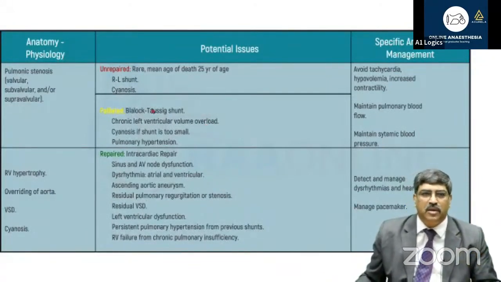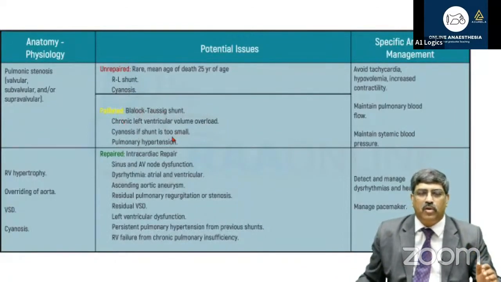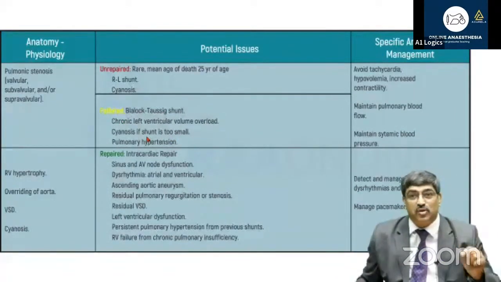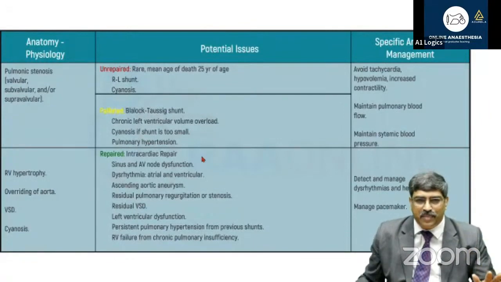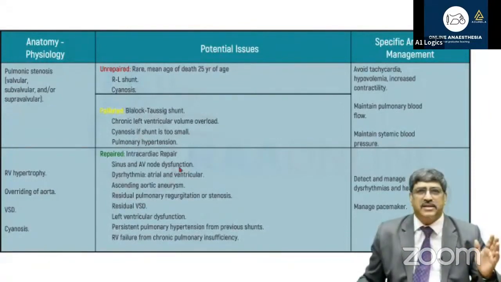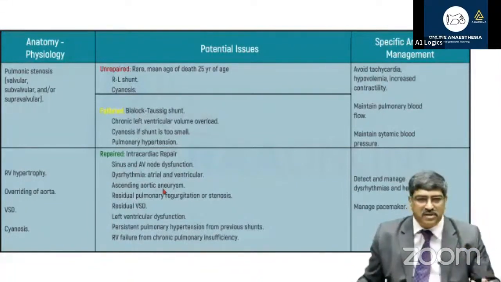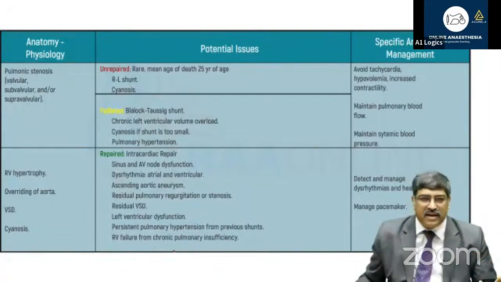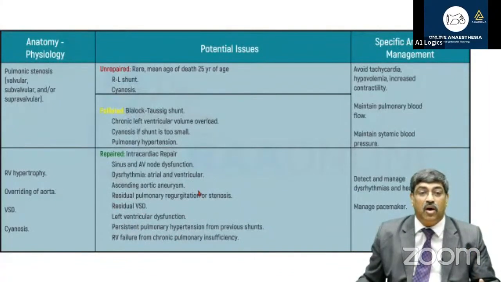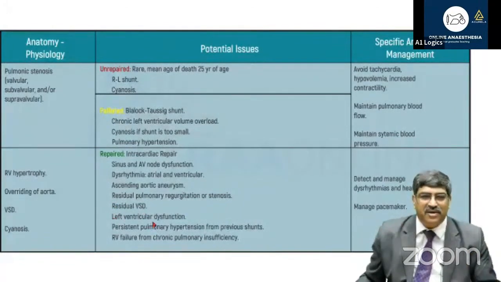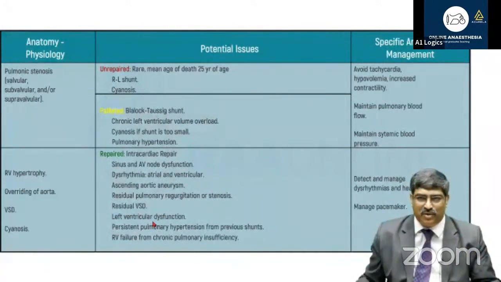In the palliated patient, where you have done a shunt between the systemic artery, subclavian, and the pulmonary artery, sometimes if the shunt is too large, it might lead to left ventricular volume overload or pulmonary hypertension. If the shunt is too small, it might again lead to cyanosis within 2 or 3 months. If intracardiac repair is done, you might damage the conduction system, which might lead to sinus and AV node dysfunction. Always there is a chance of dysrhythmia, and right ventricular failure can develop from chronic pulmonary insufficiency or persistent pulmonary hypertension from a previously done shunt, residual VSD or pulmonary regurgitation. Apart from that, you might have left ventricular dysfunction or ascending aortic aneurysm.